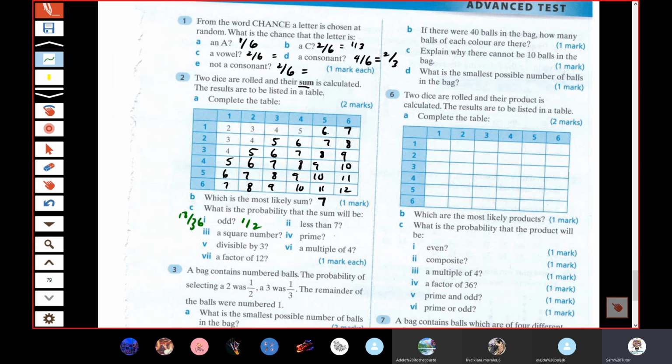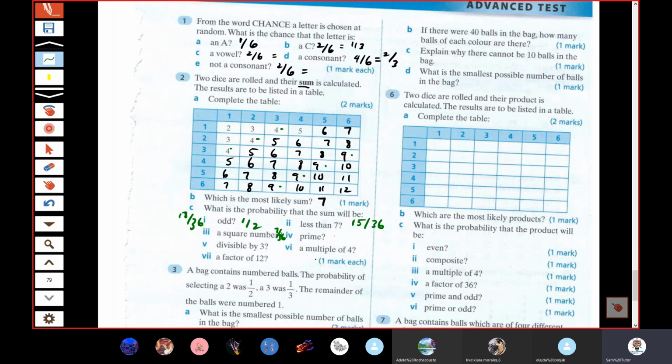Less than 7. Well, does that mean you include 7? No. 1, 2, 3, up to 15 out of 36. A square number, well, we know what that is now. We know that's 1, 4, 9, and then obviously there isn't 16. So that's 1, 2, 3, 4, 5, 6, 7. 7 out of 36.